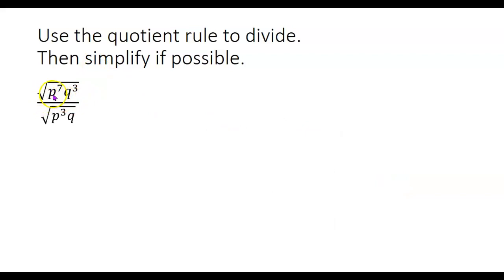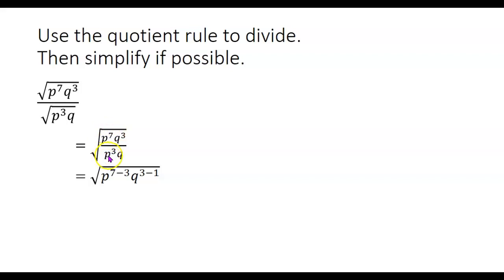How about this one? The square root of p to the 7th q to the 3rd power divided by the square root of p to the 3rd q. Okay, let's put it all under one big square root sign. So it's the square root of p to the 7th q to the 3rd over p to the 3rd q. Now, what can we do to simplify that? Remember how that works? We can subtract the exponents.